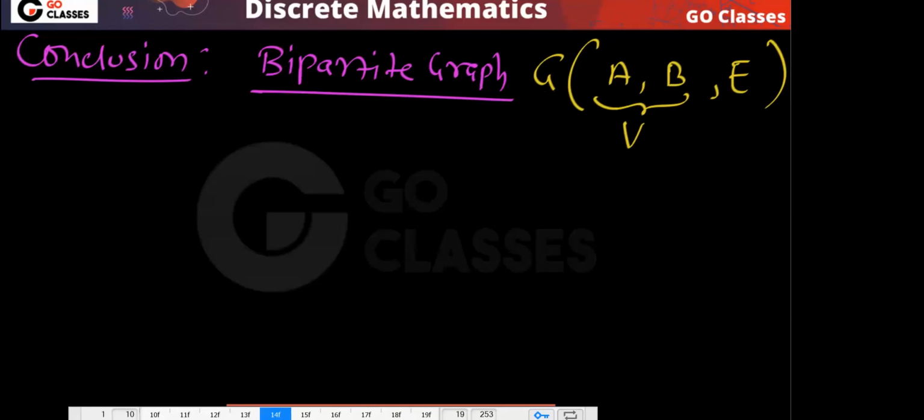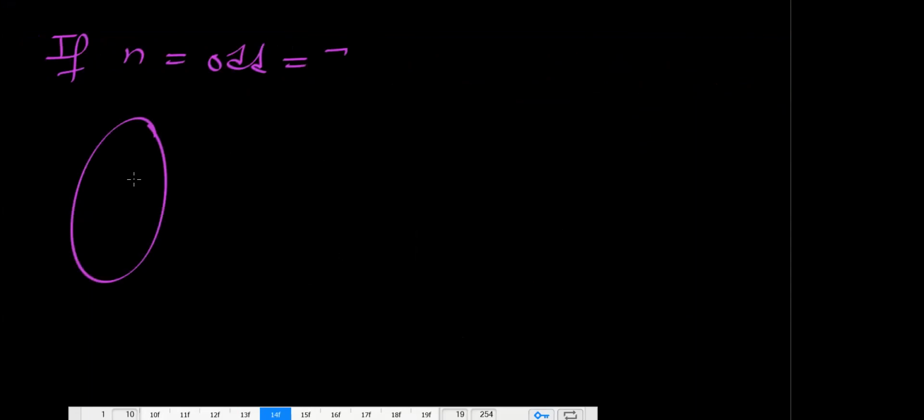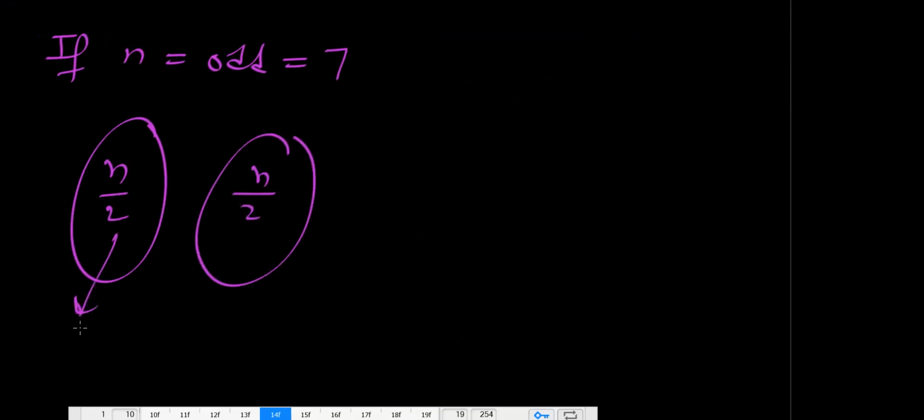Now, what will you do if your n is odd? Then it is very simple. For example, if n is 7, then you put about n by 2 elements here and n by 2 elements here. Here you can put 3, here you can put 4. So on one side you put n by 2 floor, on the other side you put n by 2 ceiling.